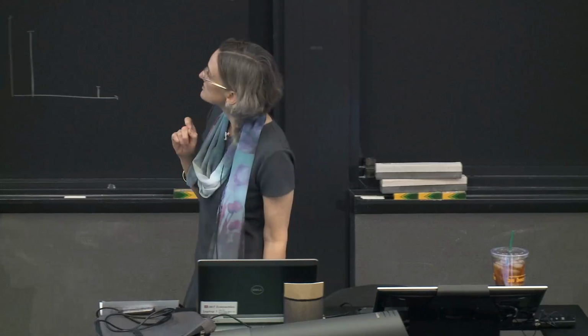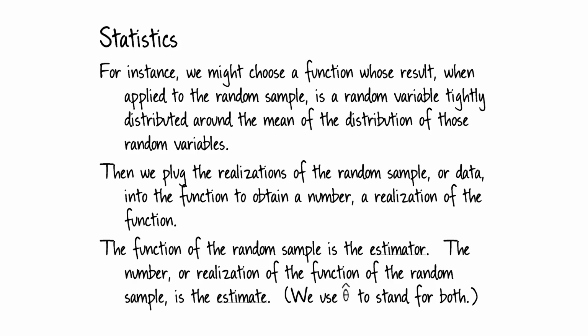So I think we've covered this. We might choose a function. Maybe I should actually go through this a little bit. I think we've essentially covered it. So when I said that an estimator was a specific function of the random sample that was going to be useful for us to give us information about an unknown parameter, for instance.